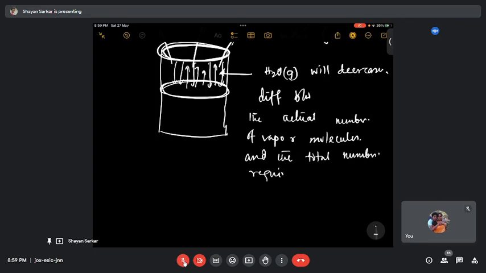Saturation. Okay. So once some amount of water vapor is being removed from the closed condition, then there will be a difference between the actual number of water vapor molecules and the total number of molecules required for the saturation. Okay. And if such condition exists, what will happen? This condition will allow more and more evaporation. More and more evaporation. Okay.